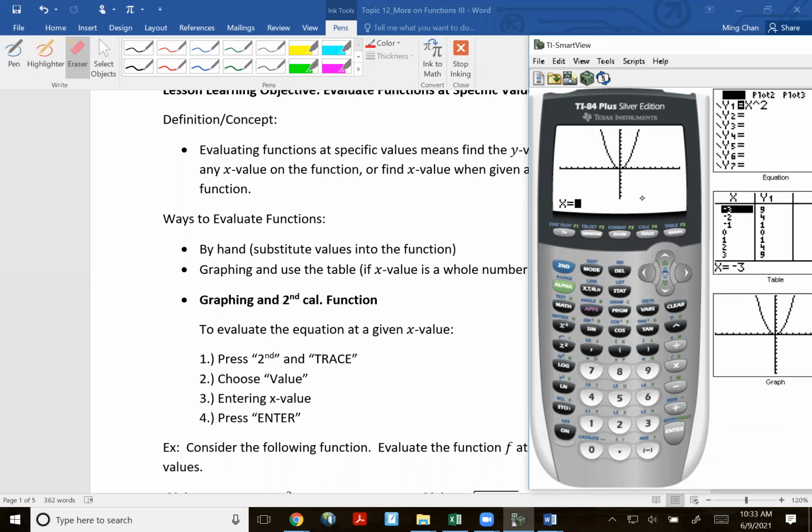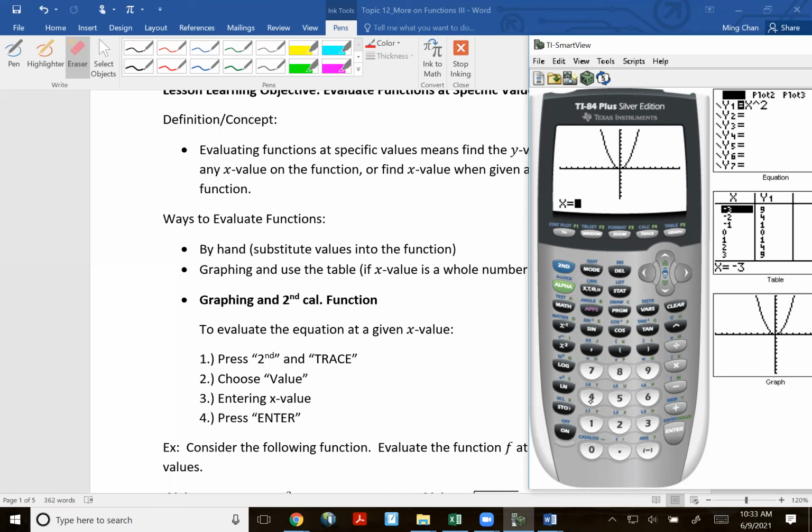Do you remember this was my original parabola, y equals x squared? If I want to find out what 1/2 gives, 1/2 or 0.5, you enter it and press enter. It tells you when x is 0.5, the y value is 0.25. It's that quick. So remember, the table only displays integers, the table only lets us see integer x values. But if my input is going to be decimals or fractions, I can use the second calc feature.